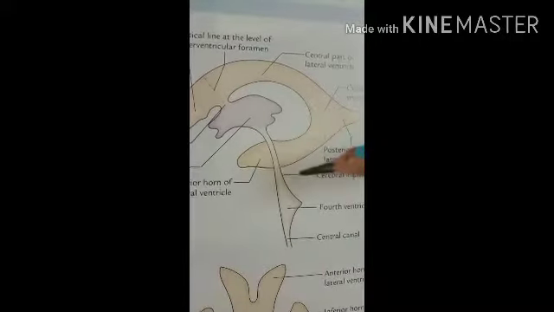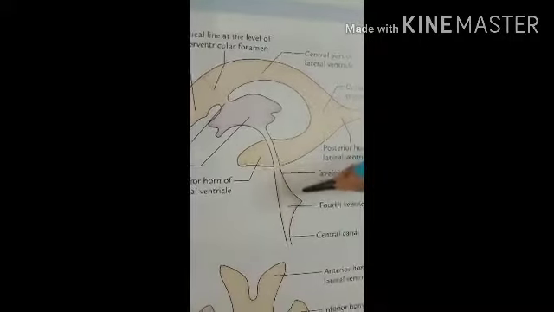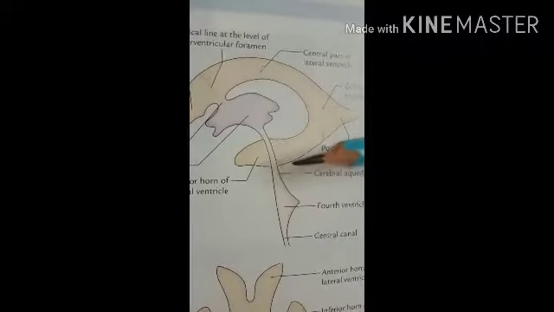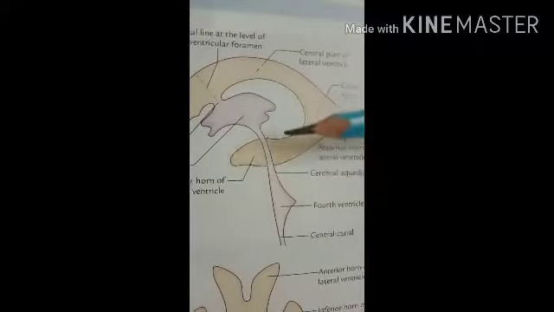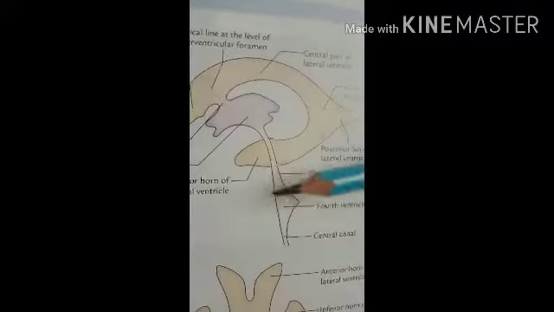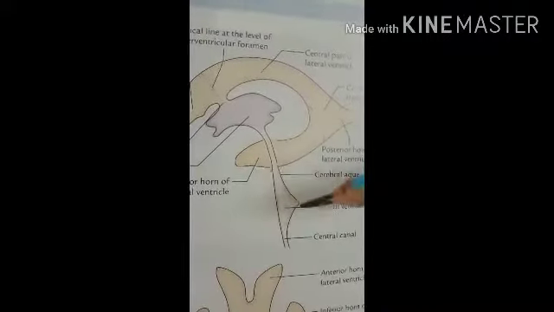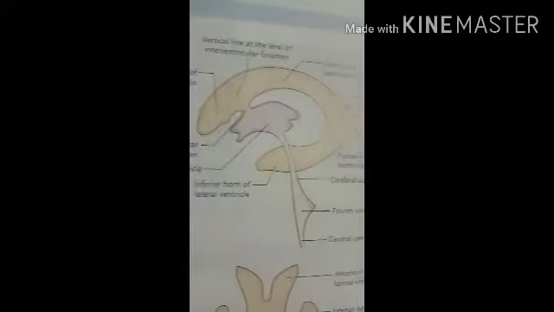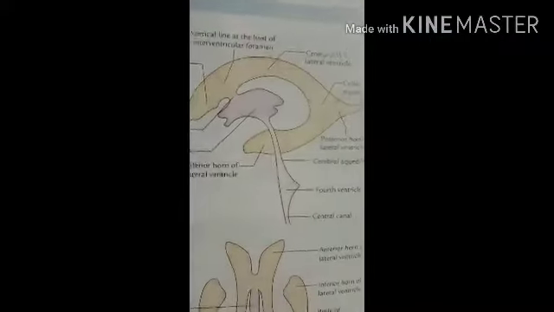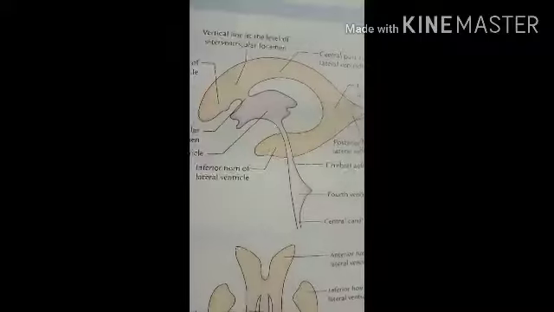Then the lateral part of the roof is formed by the tapetum of the corpus callosum and the medial part by the tail of the caudate nucleus. Then the choroid plexus of the lateral ventricle.